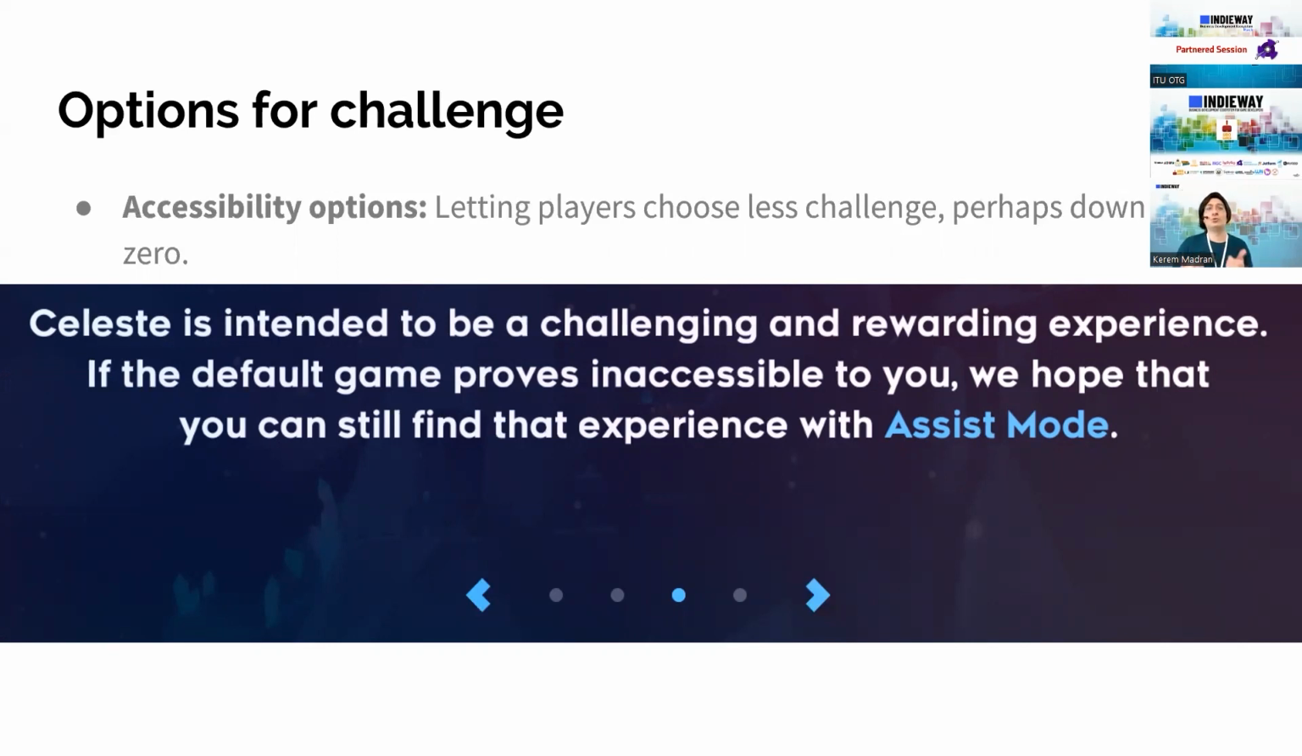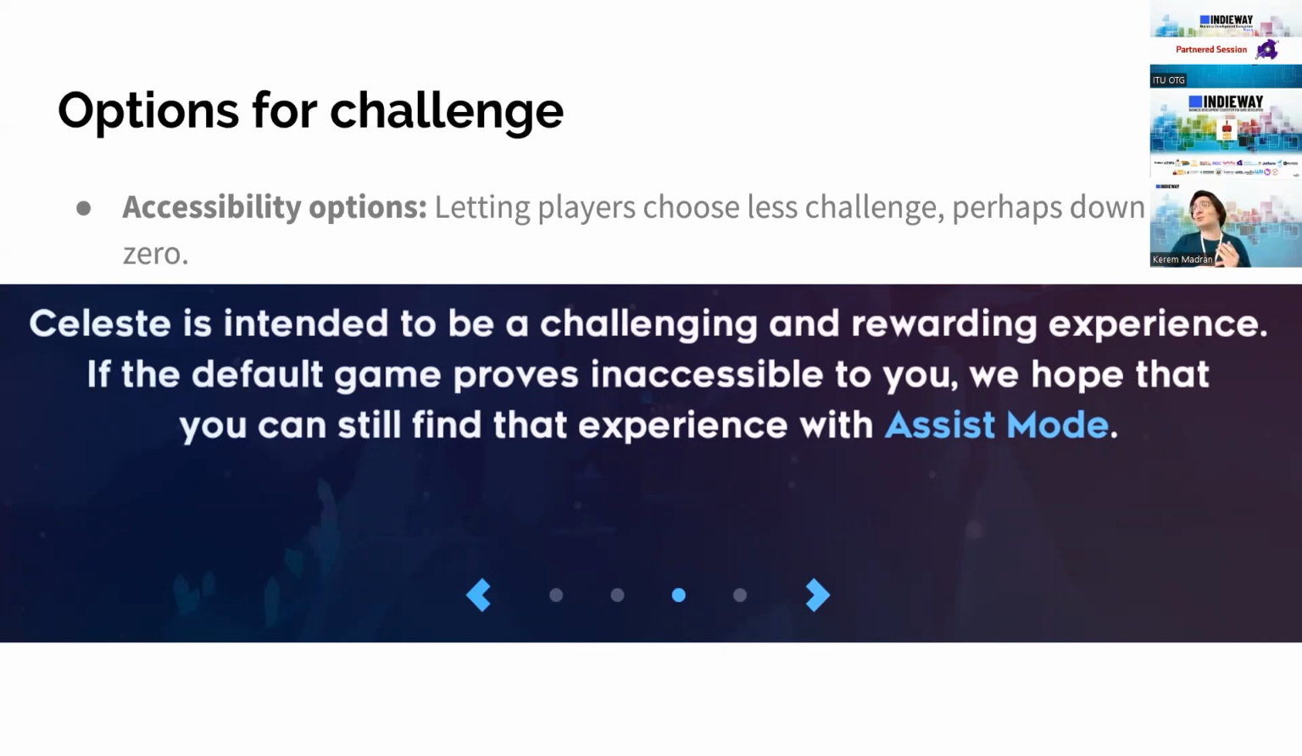Celeste just requires some motor decisions in their game. They very clearly inform the players that the game is difficult. They do not try to trick the player. So they very clearly give this message that this game is difficult.